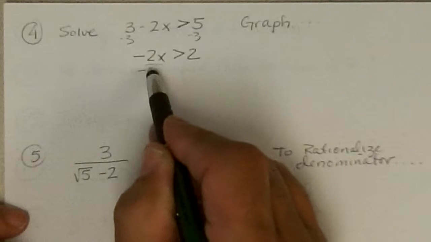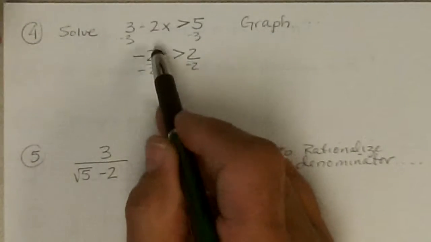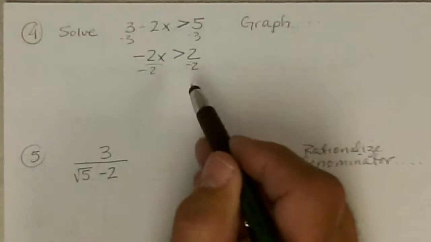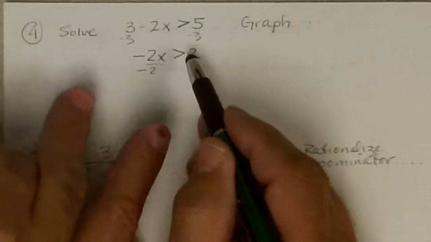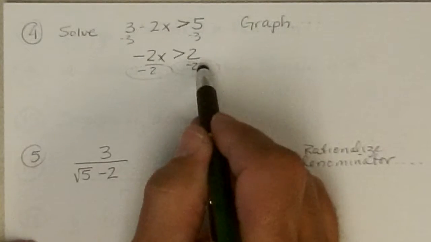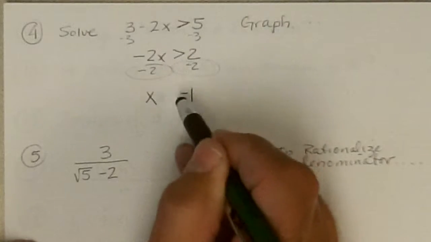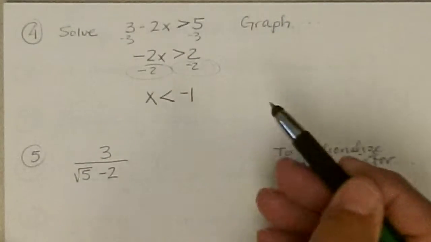Divide by negative 2. Adding or subtracting doesn't do anything to the sign, but multiplying or dividing by a negative flips it, and so I'm dividing by a negative. So I get x and I get negative 1, and I have to flip it.